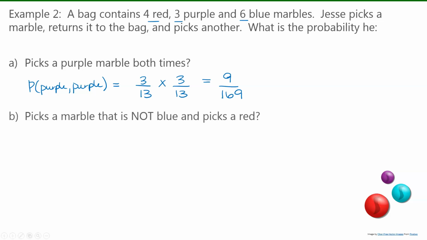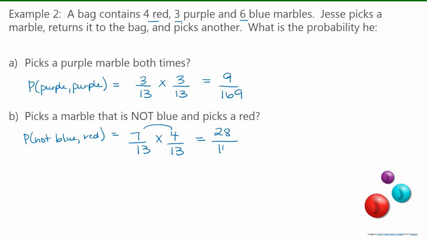What's the probability that he picks a marble that is not blue and then picks a red? So the probability of not blue followed by red would be 7, because there are 6 that are blue and 7 that aren't. So that's 7 out of 13 multiplied by the probability of picking a red. And there are 4 red over 13. So then I multiply those. 7 times 4 gives me 28, and 13 times 13 gives me 169. So the probability of not picking a blue and then picking a red would be 28 over 169.